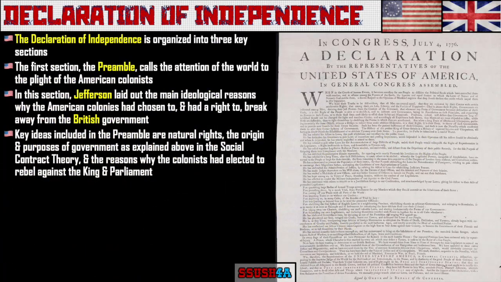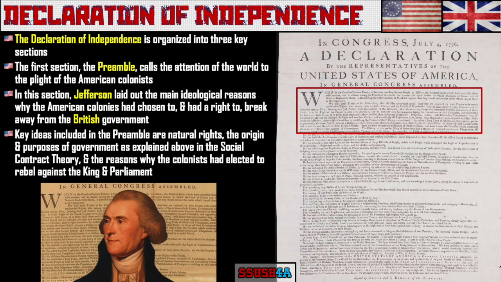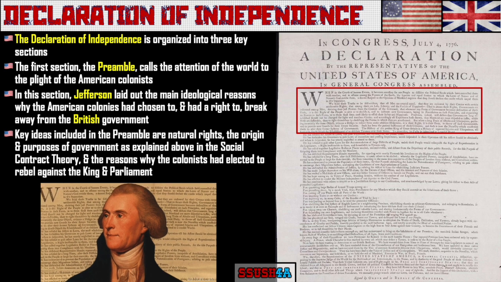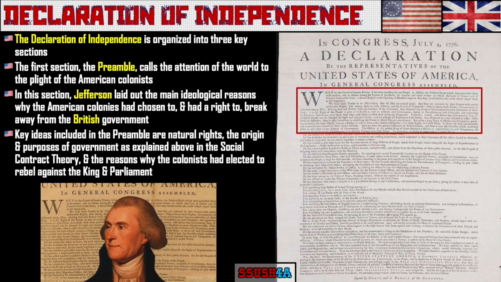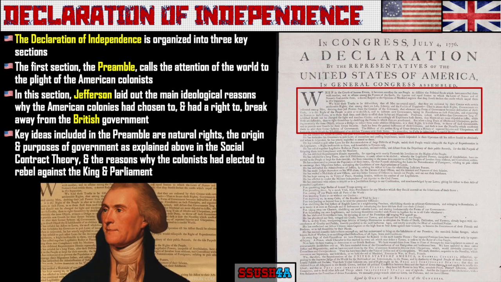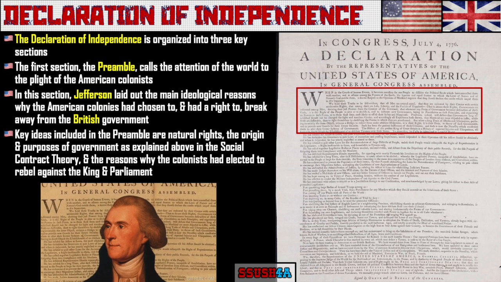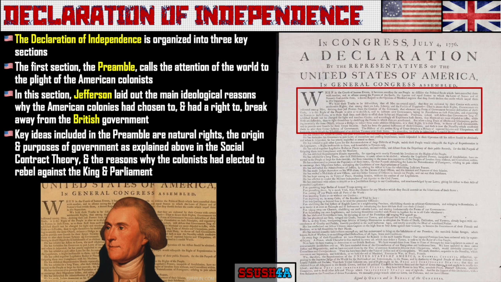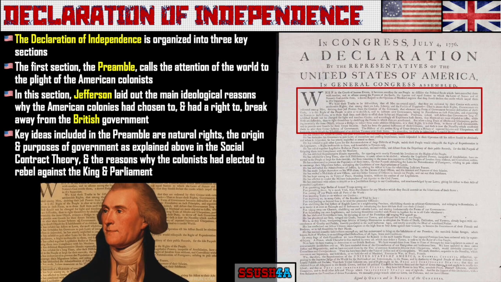The Declaration of Independence is organized into 3 sections. The first section, the preamble, calls the attention of the world to the plight of the American colonies. In this section, Jefferson lays out the main ideological reasons why the American colonies had chosen to and had the right to break away from the British government. Key ideas included in the preamble are natural rights, the origins and purposes of government as explained above in the social contract theory, and the reasons why colonists had elected to rebel against the King and the Parliament.